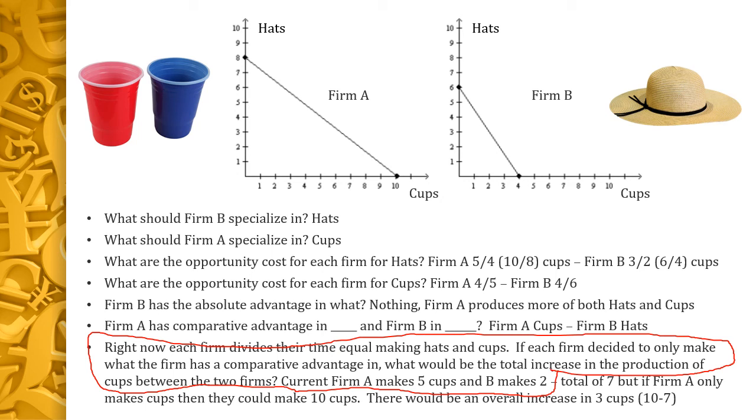So you would know that firm A is now making 5 cups and firm B is making 2 cups at this time. But what they're asking you is, if the company who could make the most cups, who had the comparative advantage, which you already figured out from the question before, only made cups, what happens? Now, we know that firm A has the advantage of making cups, and they can make 10 cups. So the overall increase would be 3 cups. Why? Because we've been making a total of 7 cups. We know this because we got 2 and 5 here, and 2 and 5 make 7.